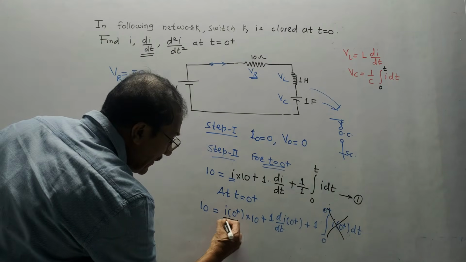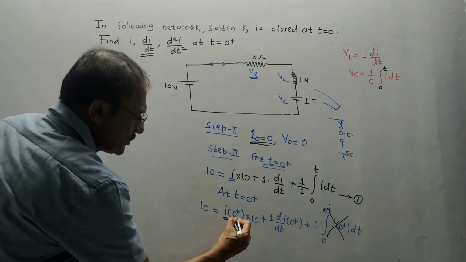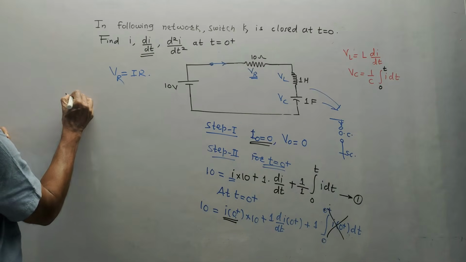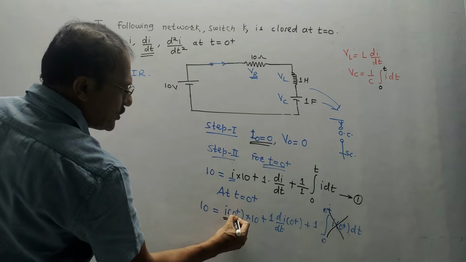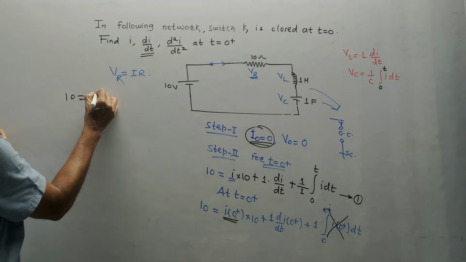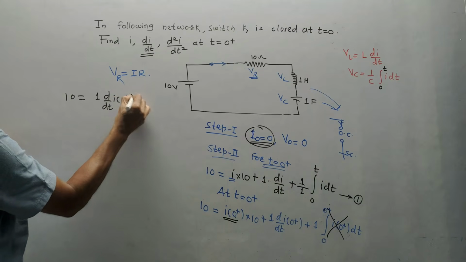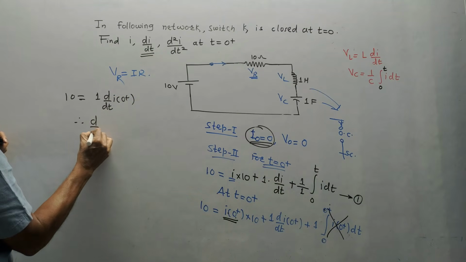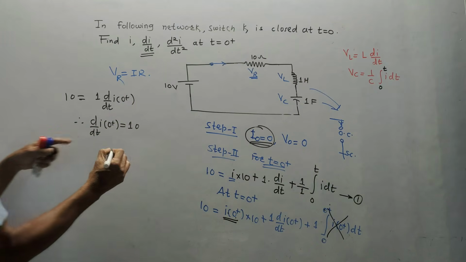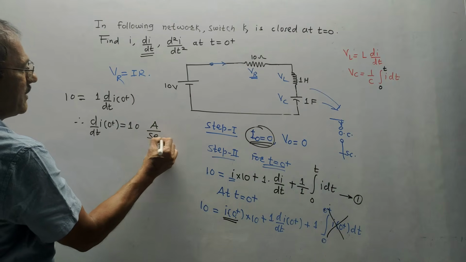Now I of 0 plus, that is the initial current through the circuit, is 0. Just now we discussed. So this term again becomes 0. So simply I can write it like this. 10 is equal to, this term vanishes because I of 0 plus means initial current, which is already 0. So I will get the answer. It is 1 d by dt of I of 0 plus. Therefore d by dt of I of 0 plus is equal to 10. How to write the unit? It is current upon time, so it is ampere per second.